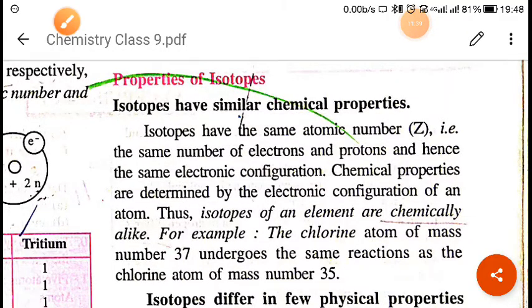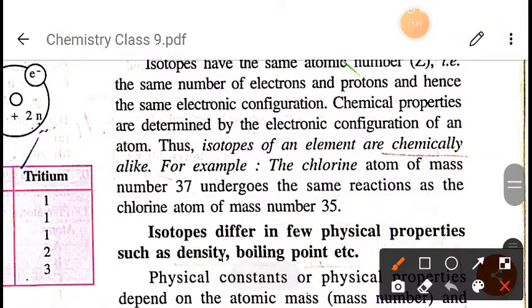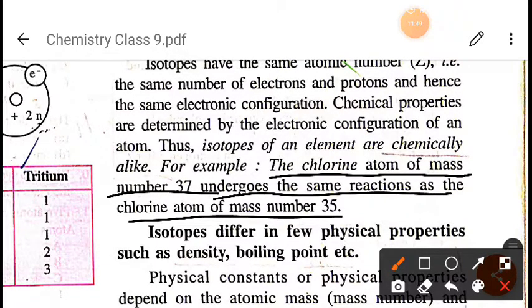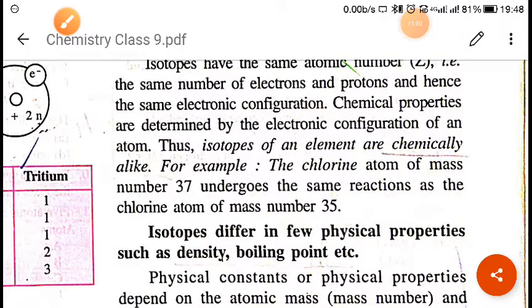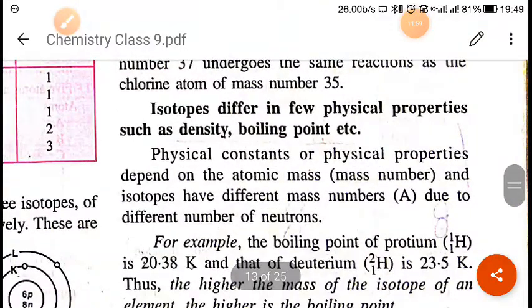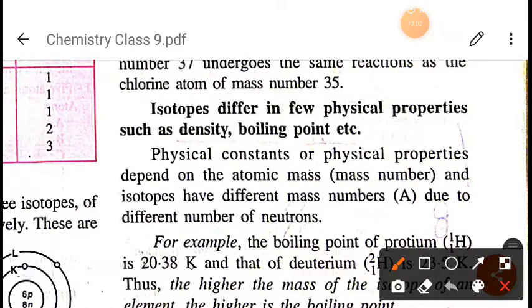For example, a chlorine atom of mass number 37 undergoes the same reaction as that of mass number 35. It shows the same reaction, meaning the chemical property will not change. Isotopes do not affect the chemical property. But there are some changes in physical properties, like the density will change, the boiling point will change, etc.